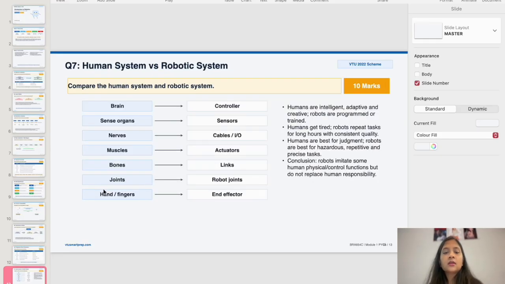Okay, next we have human system versus robotic system. This question is asked as a comparison between the human system and the robotic system. So the human brain is compared to the robot controller.